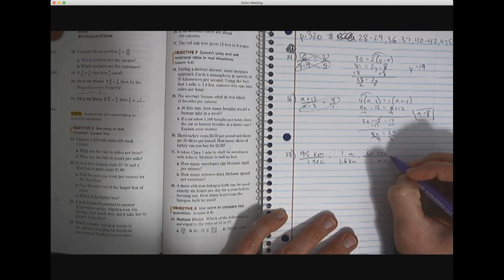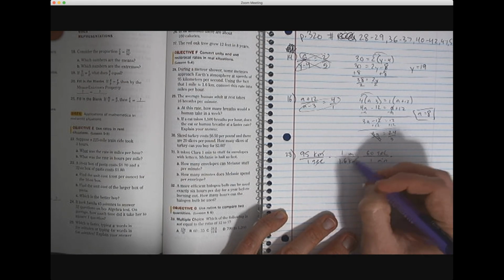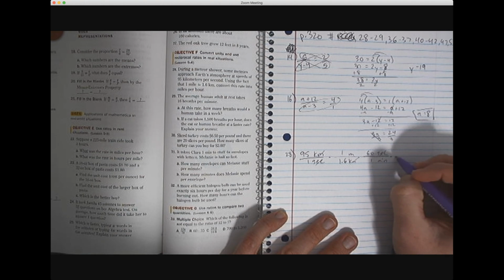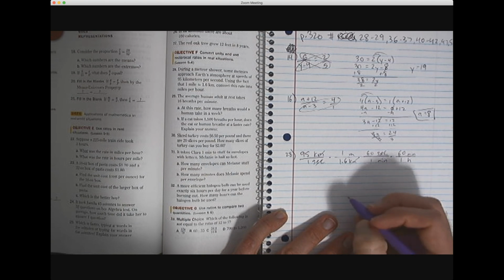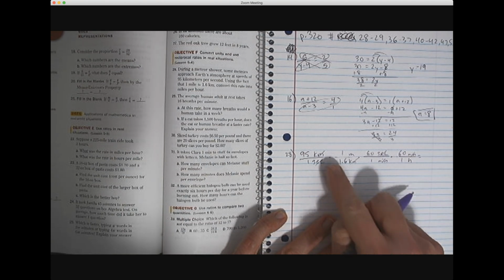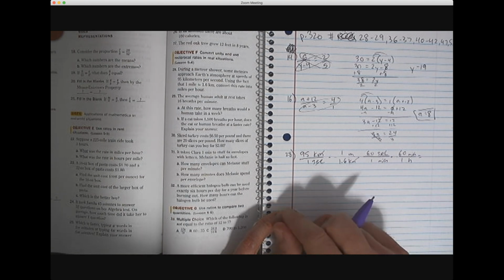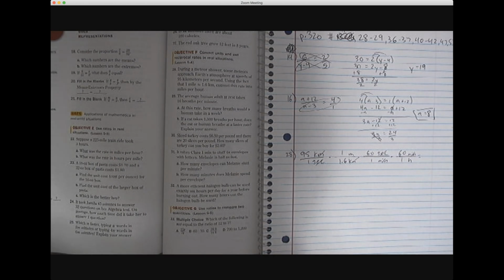And then that will leave us minutes. So seconds have canceled, kilometers have canceled. If we left it like this, we'd have miles per minute. Now we're going to cancel minutes out and turn that into hours. So we know there's 60 minutes in 1 hour. Minutes cancel. If we run the numbers now, looking at the units, miles on top, hours on the bottom, that's what they want. So we just need to go ahead and run these numbers right here.